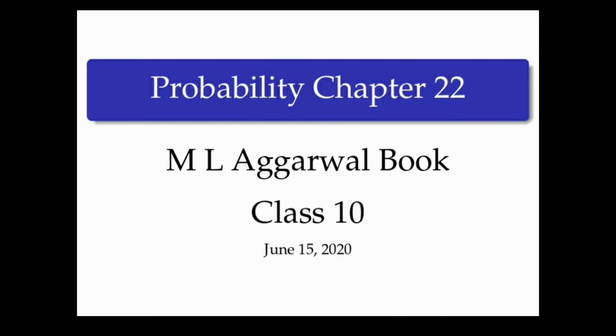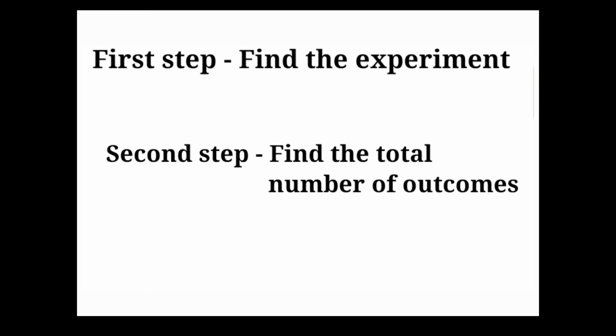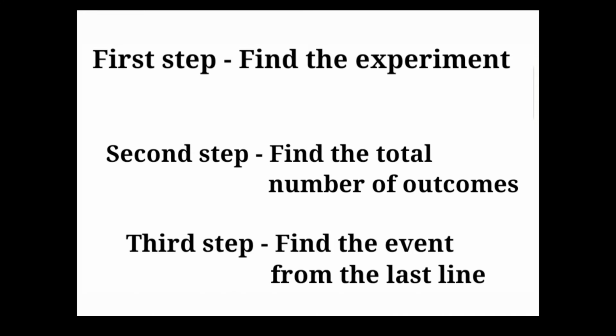So let's start. For any probability problem, we will follow 3 steps. First step is find the experiment from the question. Second step is find the total number of possible outcomes for that experiment. Third step is find the event for which you need to calculate the probability, and this you can find from the last line of the question.